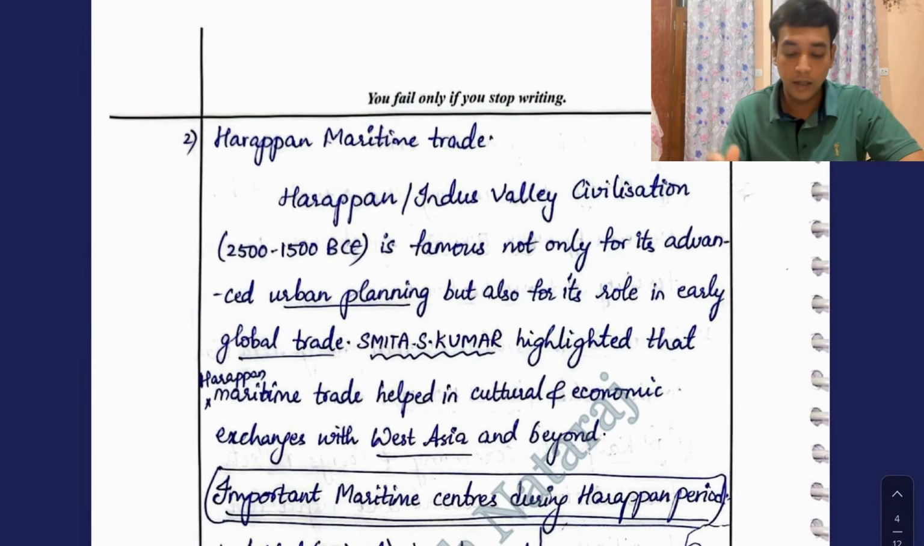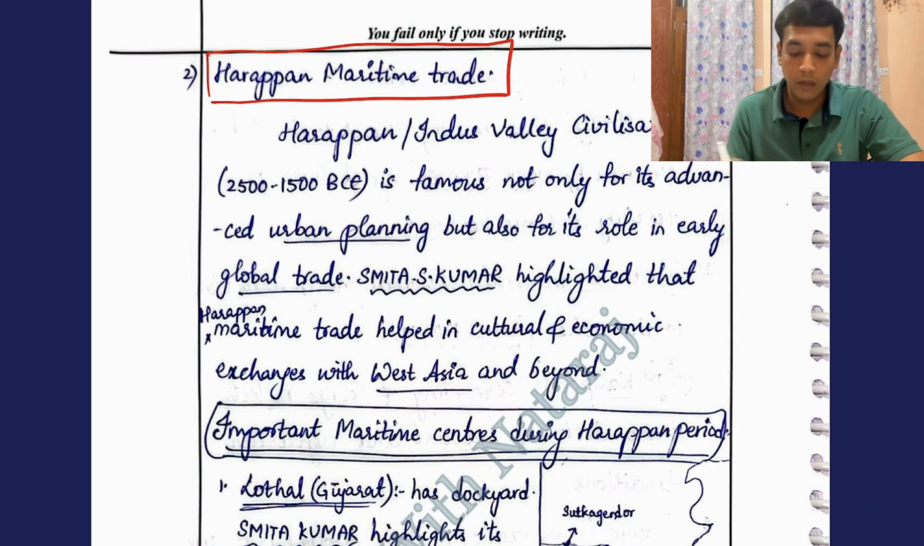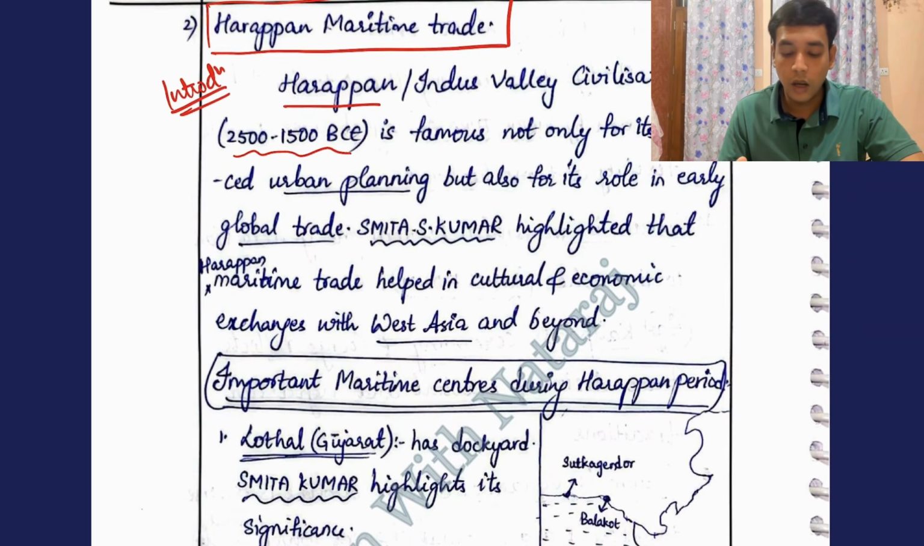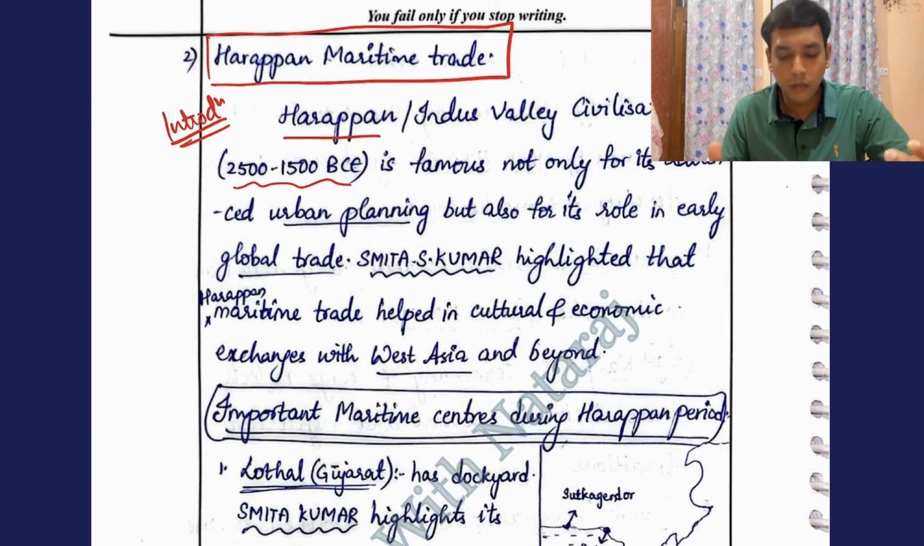Have to write. Second question, we move on. Harappan maritime trade. So Harappan civilization, we would just start with a normal introduction on how Harappan civilization existed from this to this, and how the urban planning was performed in Harappan civilization and maritime trade specifically.